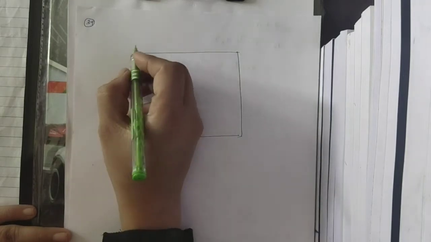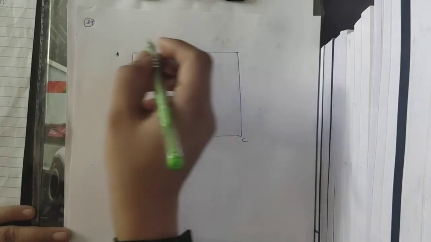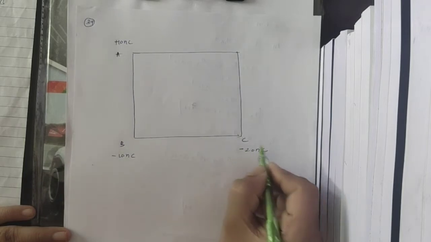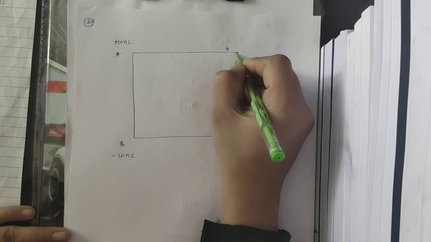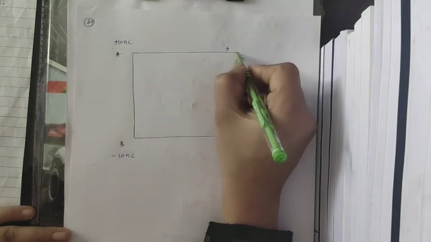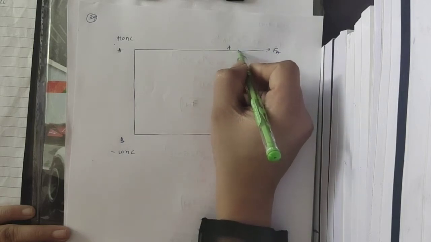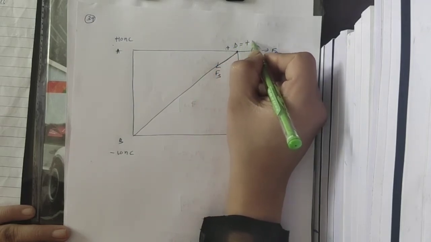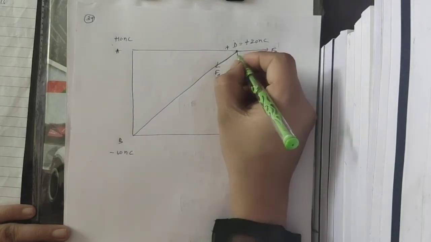Square. A, B, C and this will be D. A is plus 10 nanocoulomb, B minus 10 nanocoulomb, C minus 20 nanocoulomb, and D will be what? Plus 20, it is plus. A exerts force on D, plus and plus, so this is FA. B is minus, so it exerts force on D, so this is FB. I take D as plus 20 nanocoulomb. C also exerts force on D; this is plus, this is minus, it will attract, so this is FC.